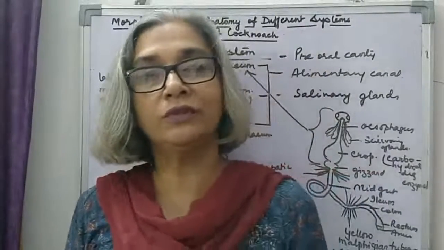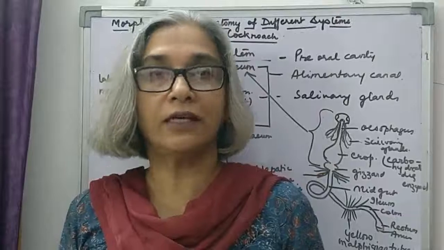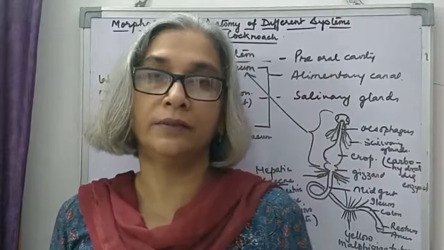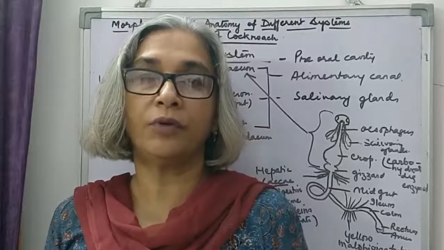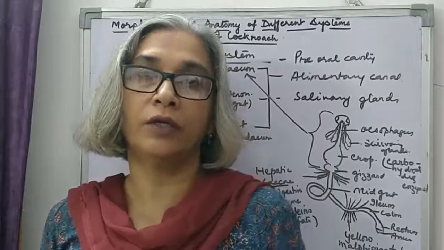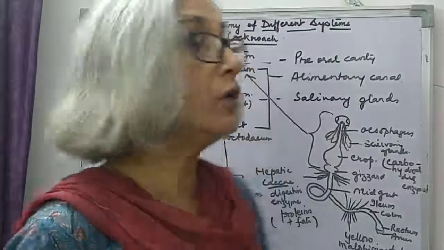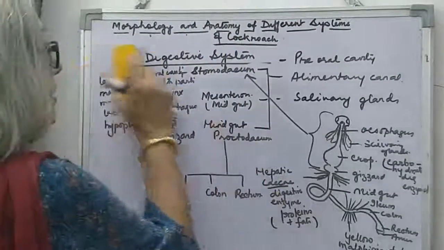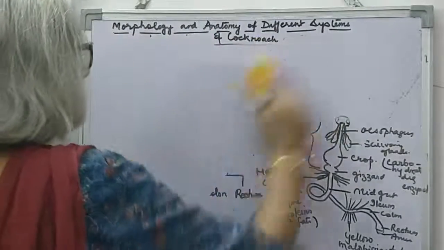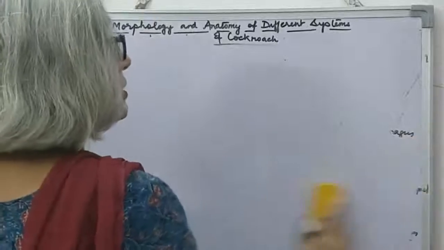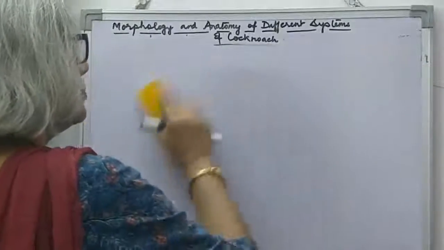Good morning, students. In the last class, we had started with the chapter on cockroach, and today I will be beginning with the circulatory system of the cockroach. Last time we had discussed the digestive system. We will do the circulatory system and other systems today.